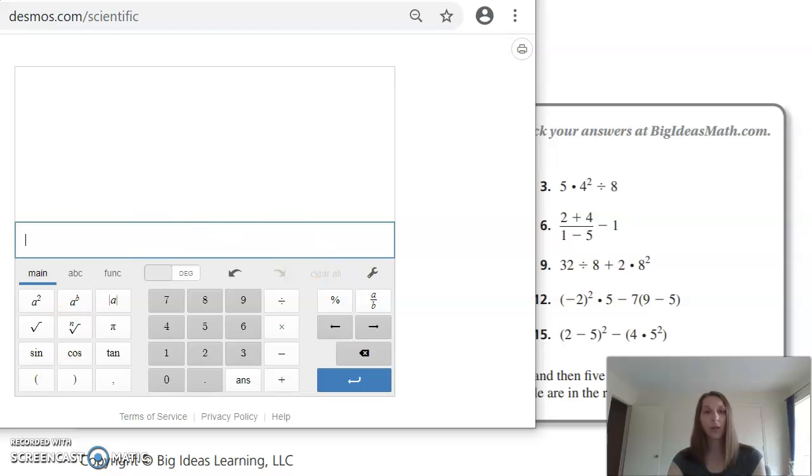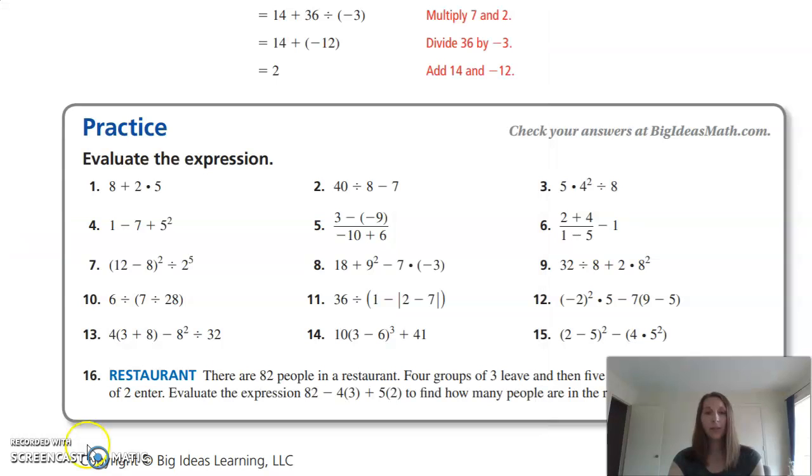All right, number 11. 11 has some things that are not addressed in your PEMDAS. So 11 reads 36 divided by, parentheses, 1 minus the absolute value of 2 minus 7. Okay, so what we're going to do first is what's in the parentheses, but we need to start with what's in this absolute value. Okay, so start with what's inside. Start with 2 minus 7, which is -5.